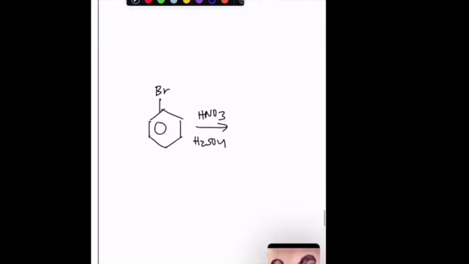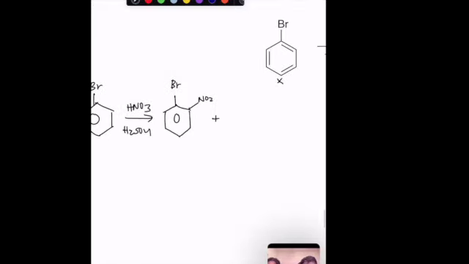Alrighty. So HNO3, what I said is going to be ortho and para. It can either go here or it could go here: Br with an NO2 down here. It doesn't matter if you put a circle in it or if you put the bonds, as long as you indicate to me that it's a benzene and not a cyclohexane.